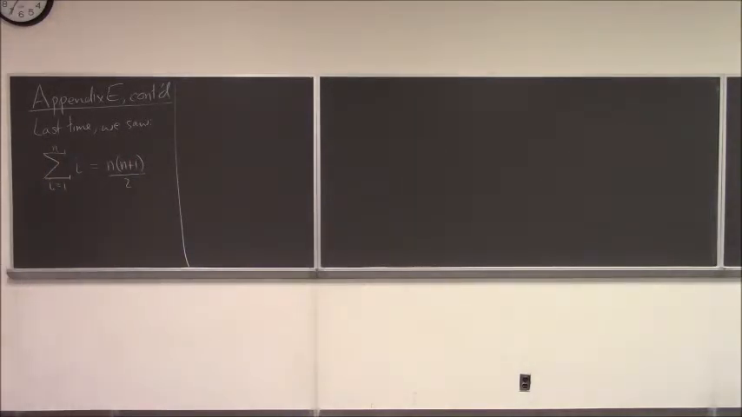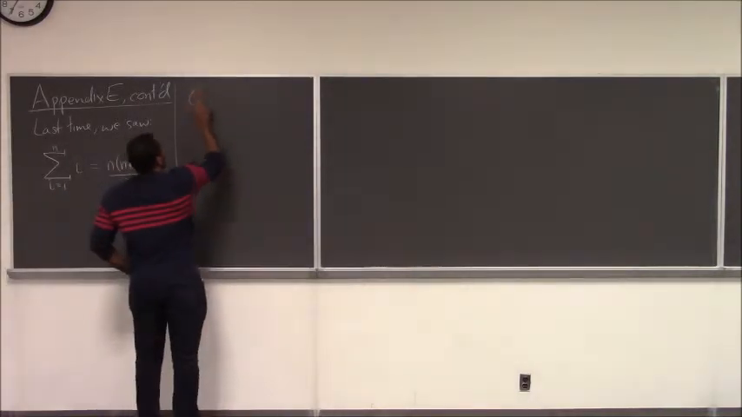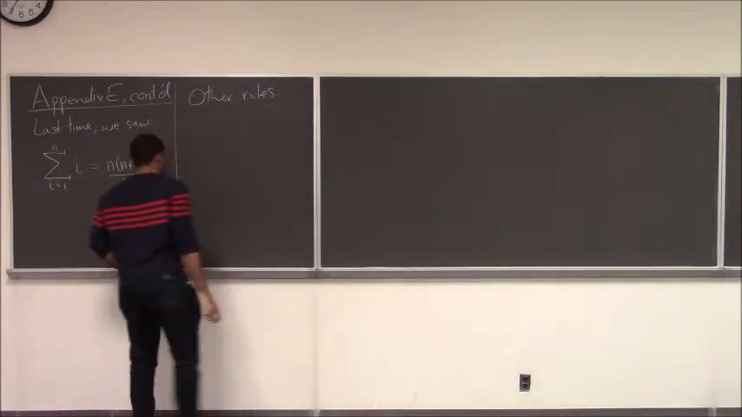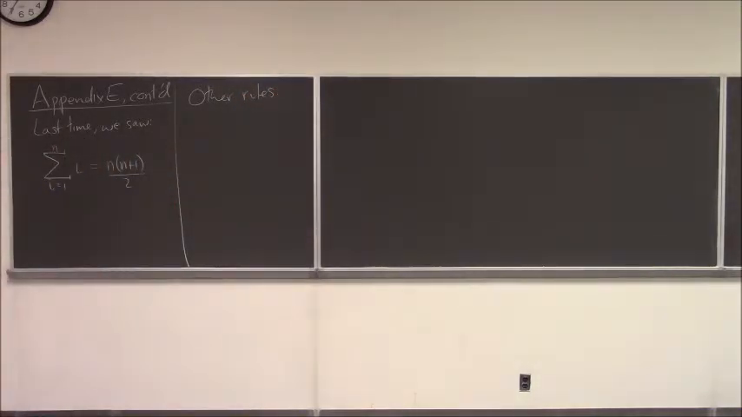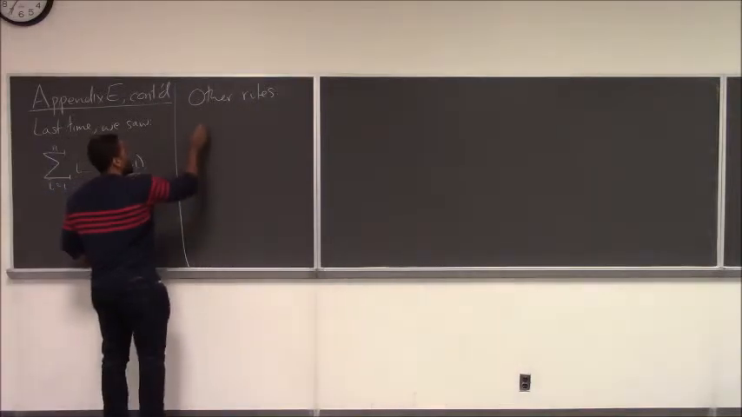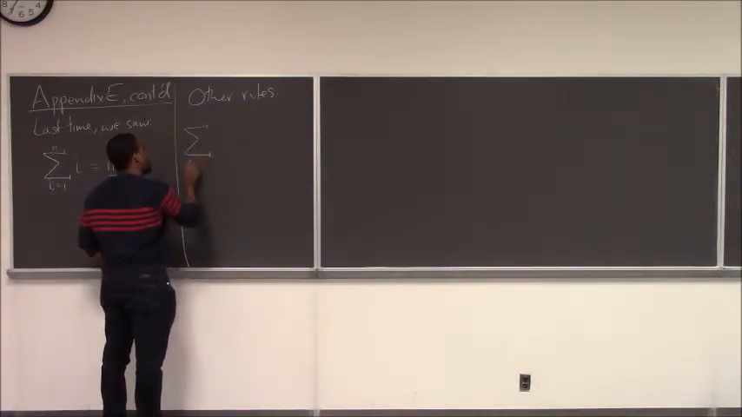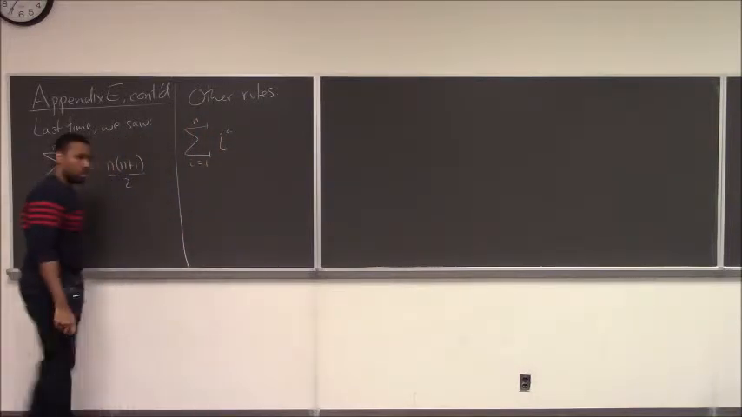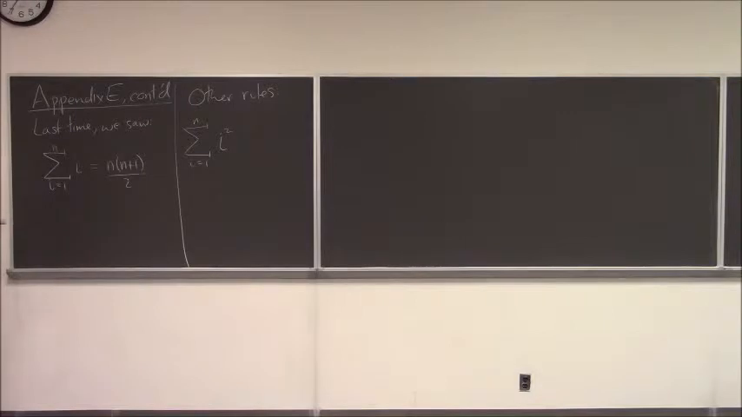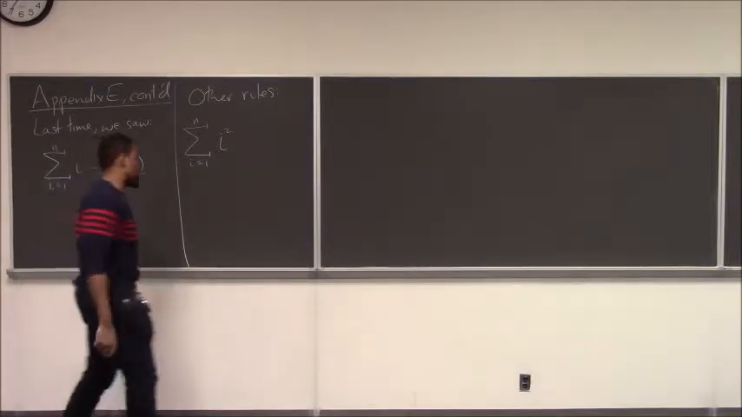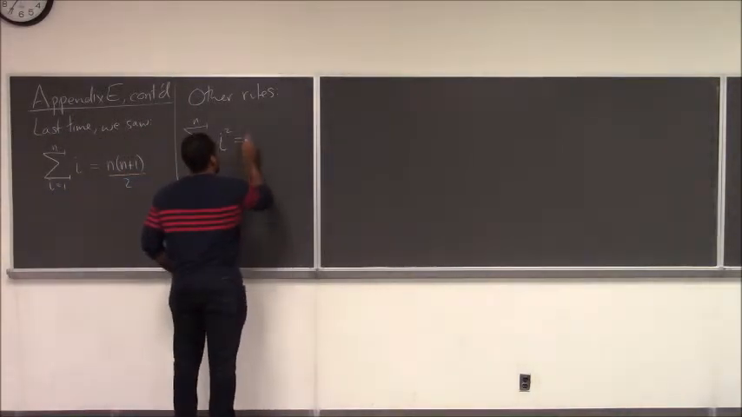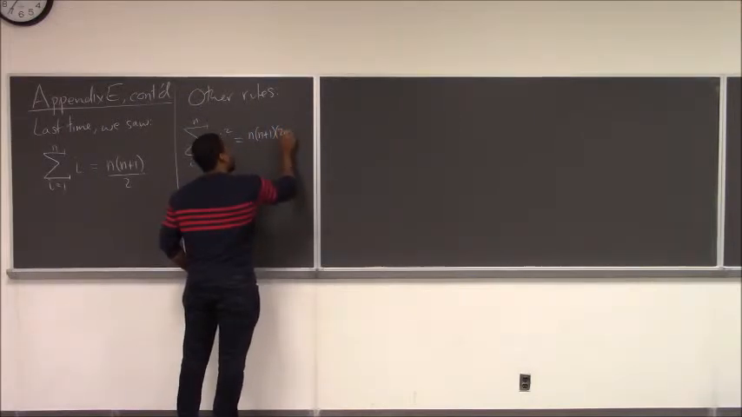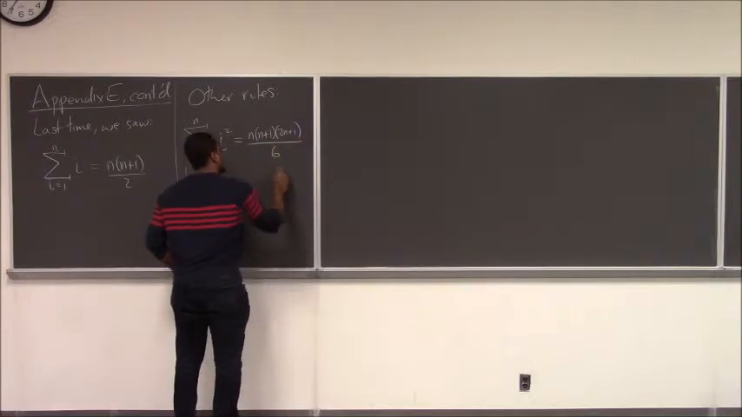But other rules. It turns out we can also add the sum of the first n square numbers. Okay, so that means you're adding 1 square plus 2 square plus 3 square plus 4 square plus 5 square plus 6 square, etc. That one is a little bit longer. It's n times n plus 1 times 2n plus 1 all over 6.